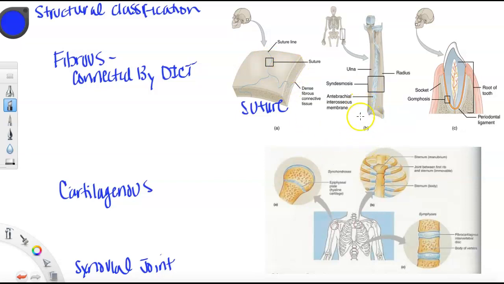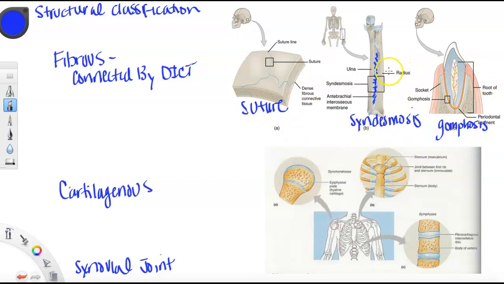And then we've got the syndesmosis. So this is this area here, this little membrane called the interosseous membrane here. So this is the membrane between the ulna and the radius. All right. And then the gomphosis. And this is basically the tooth in its socket. Okay, so there's a socket here, there's the ligament called the periodontal ligament that holds that in place.